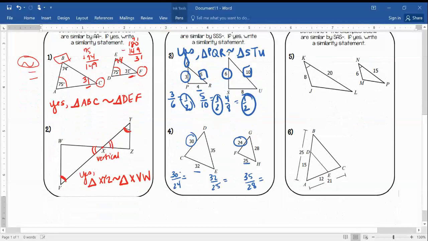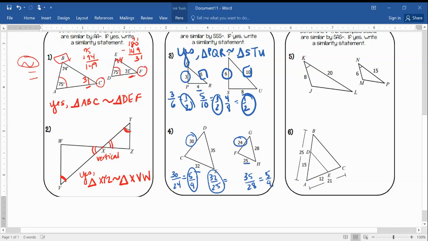Let's see. This one's going to reduce to 5 over 4, if those divide by 6. Let's see. 32 and 25. Not much luck there. I think that one's going to stay there. 35 and 28 both were reduced by 7. So that would be a 5 over 4.